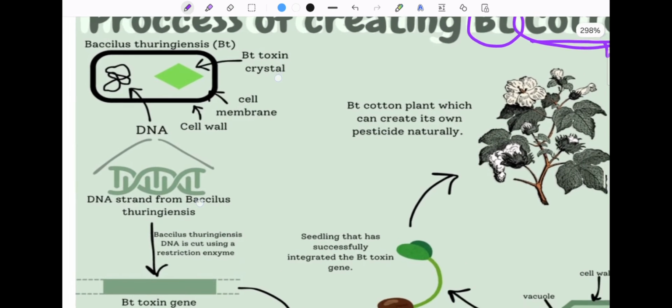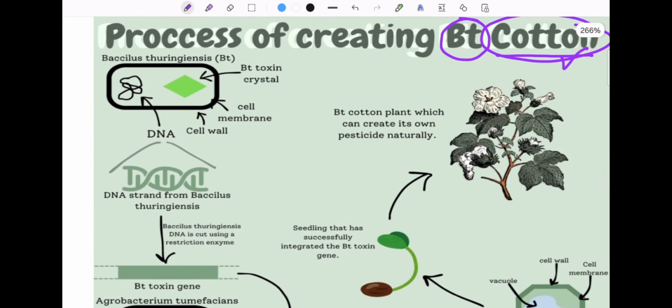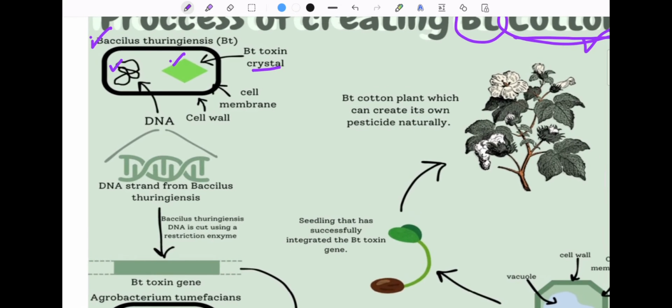Now there is a bacterium, that is Bacillus thuringiensis. In its genome we can see that the bacteria has DNA, and it also has a protein, that is Bt toxin, and it is in crystal form. Okay, crystal protein, and it also has a cell membrane and cell wall, the normal properties of a bacterial cell. For Bt gene production, we need to extract this DNA from the bacterial cell.